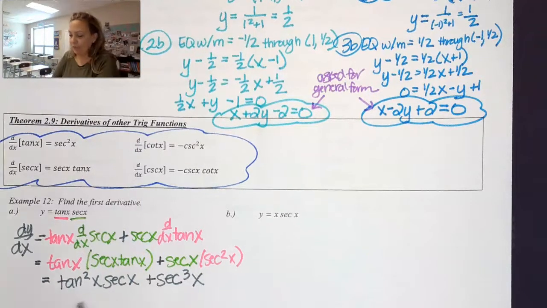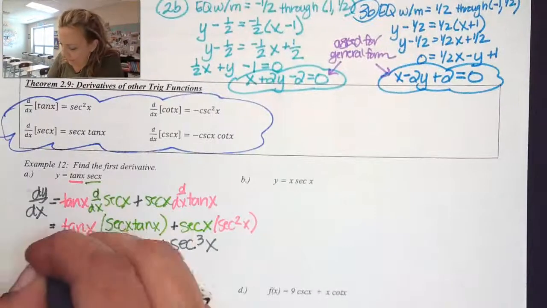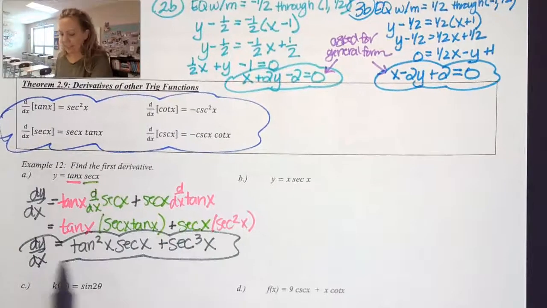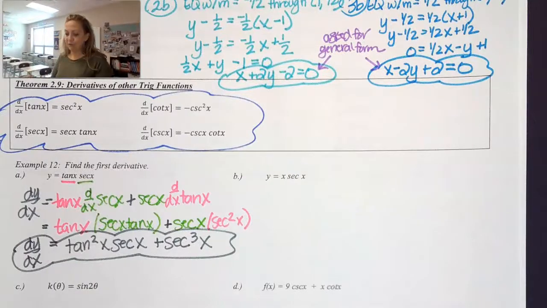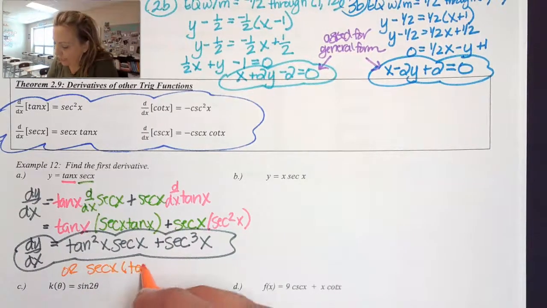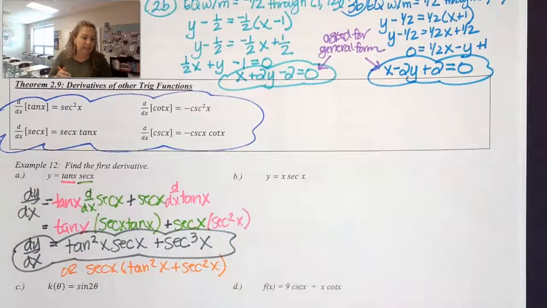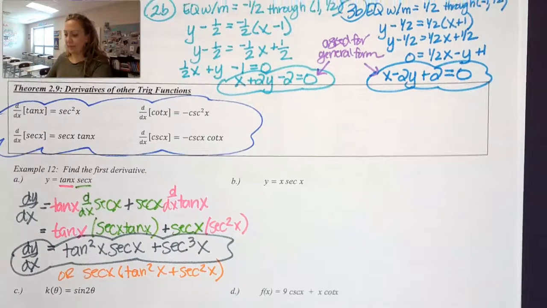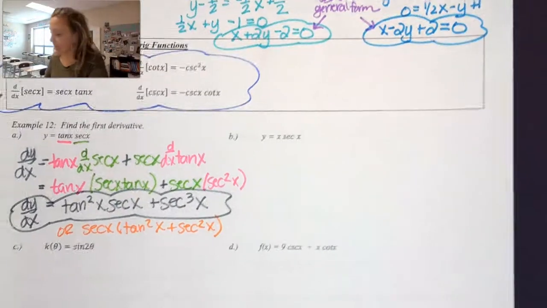So, I mean, that's fine. You could think about if you could cancel anything, you can't from tangent times secant, right? So this is a fine way for you to write your derivative. Tangent squared x secant x plus secant cubed x. If you factor the secant out instead, like if you put secant x times tangent squared x plus secant squared x, that's fine too. So a couple different ways that you can write it. Just make sure that it's equivalent to the answer that we should get.